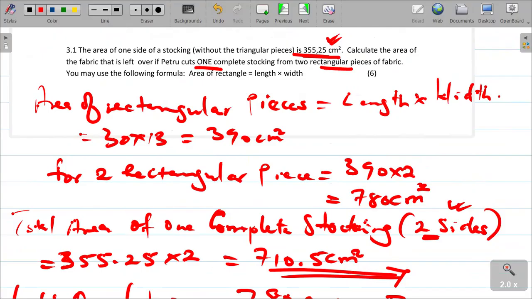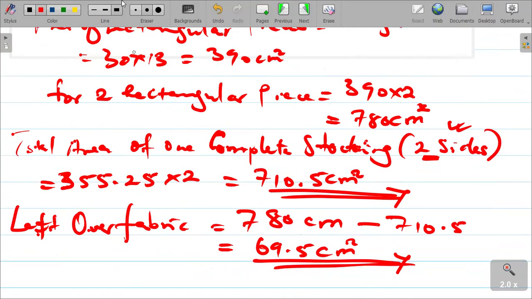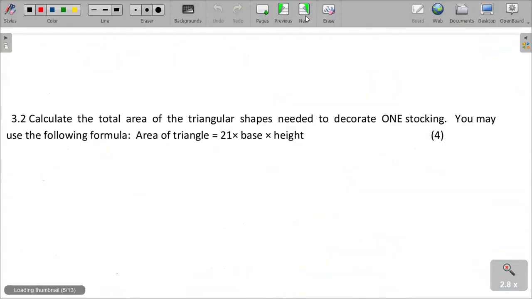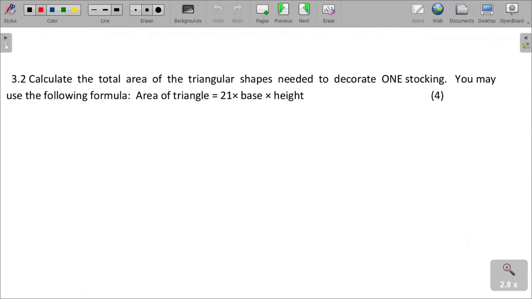So now the next question is saying, let's see the next question. Calculate the total area of the triangular shapes needed to decorate one stocking. You may use the following formula. Area of a triangle is equals to that one.